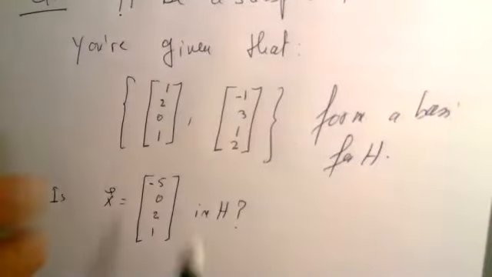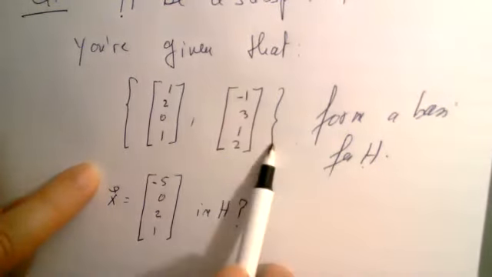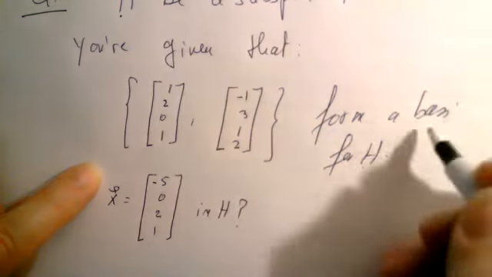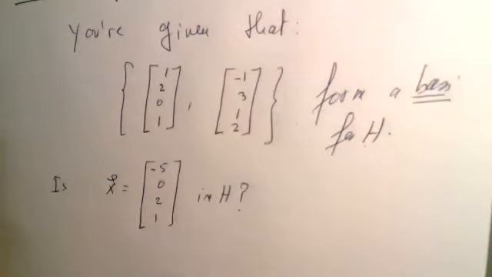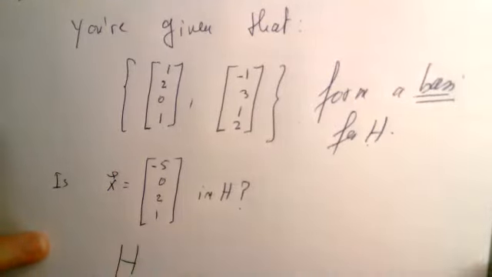Because if I tell you those form a basis, what info am I telling you? I'm telling you two things. First, they are linearly independent. Big deal, we know that. But the most important thing I'm also telling you is that everything in H is a linear combination. So by telling you they form a basis, I'm giving you very important information. I'm basically telling you what H is.